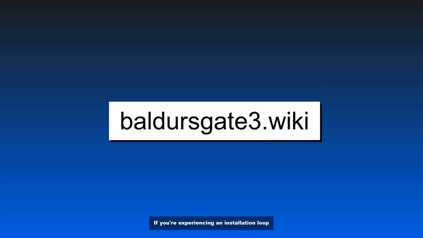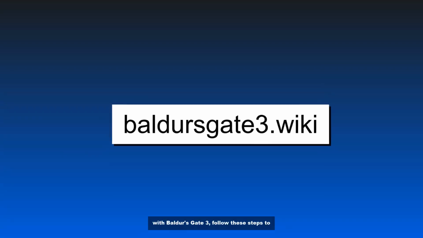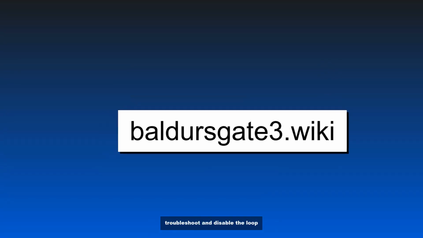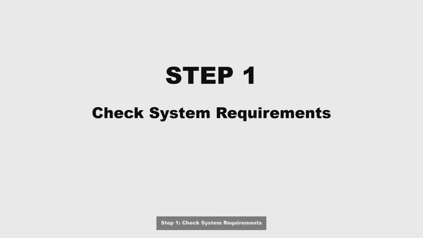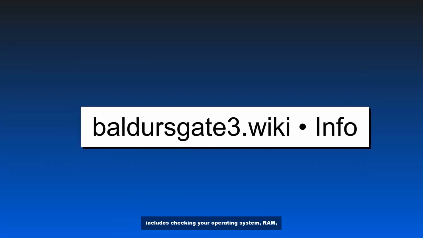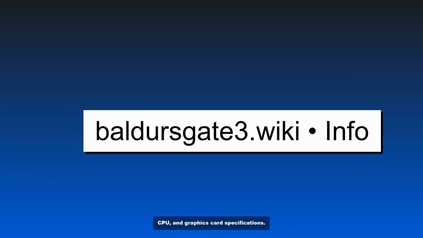If you're experiencing an installation loop with Baldur's Gate 3, follow these steps to resolve the issue. This guide will help you troubleshoot and disable the loop effectively. Step 1. Check system requirements. Ensure your computer meets the minimum system requirements for Baldur's Gate 3. This includes checking your operating system, RAM, CPU, and graphics card specifications.